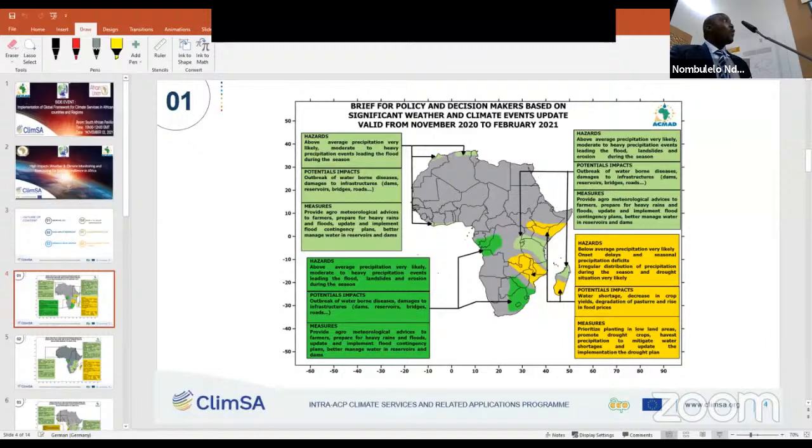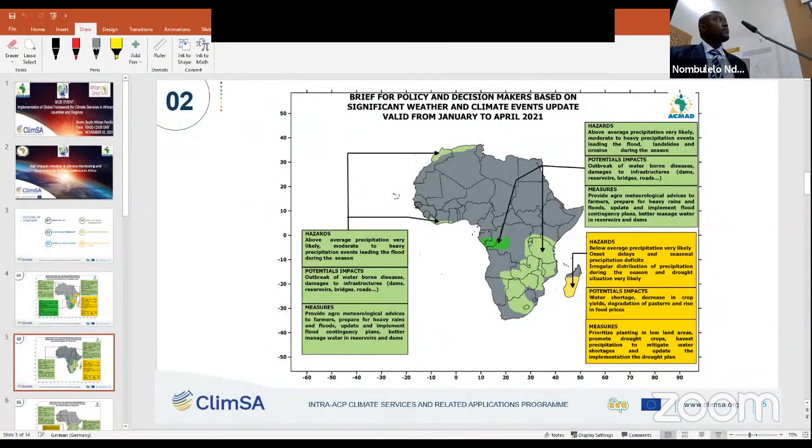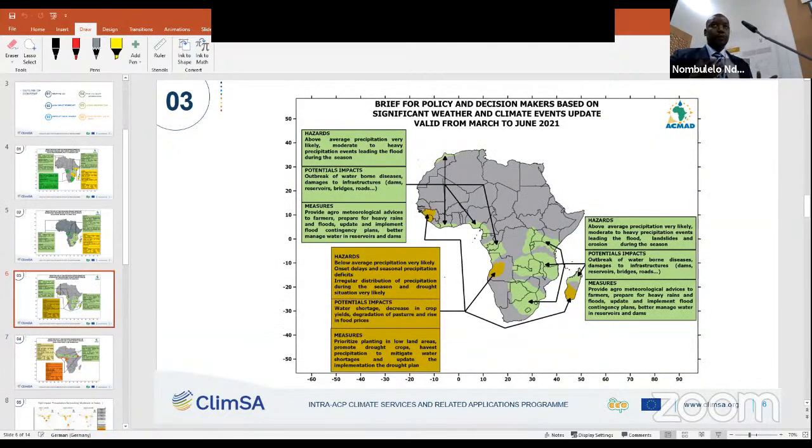Later on, we did the same exercise and updated that information. That's the product we produced in January, and you can see that the magnitude of the deficit was increasing over Madagascar. From March to June, we can see there is a change of the scenarios, but still over Madagascar there was drought, a deficit of rainfall.